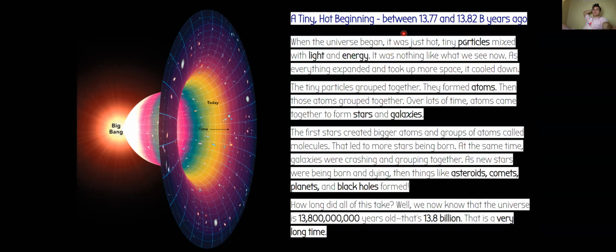So, after the explosion, those tiny particles mixed with light and energy, and then they formed atoms like hydrogen atoms and helium atoms, and those hydrogen and helium atoms formed stars, and then they formed planets and galaxies. The stars eventually blew up, making black holes. And there's tons of things like asteroids and comets and stuff like that. It took a very, very long time.